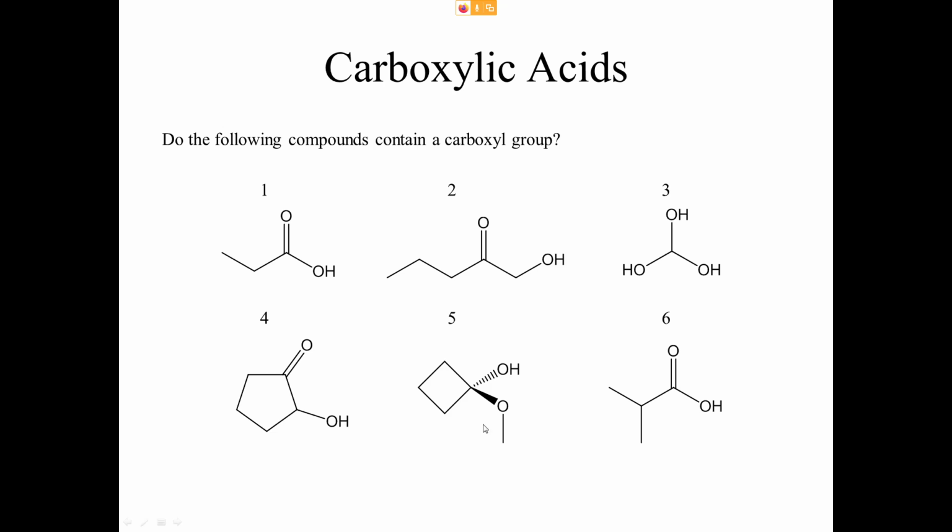And then number 5, the highest priority thing? The alcohol. This time it is the alcohol. Exactly. Ethers have no priority. They are grouped with everyone else. All right, so the alcohol is the highest priority here.